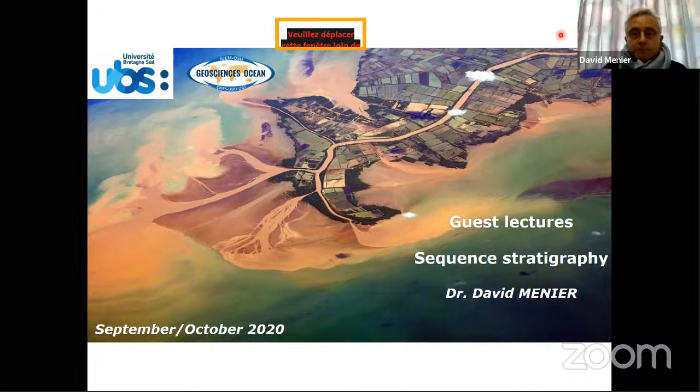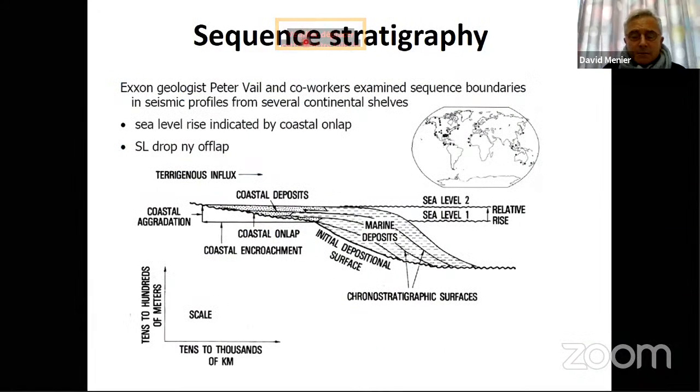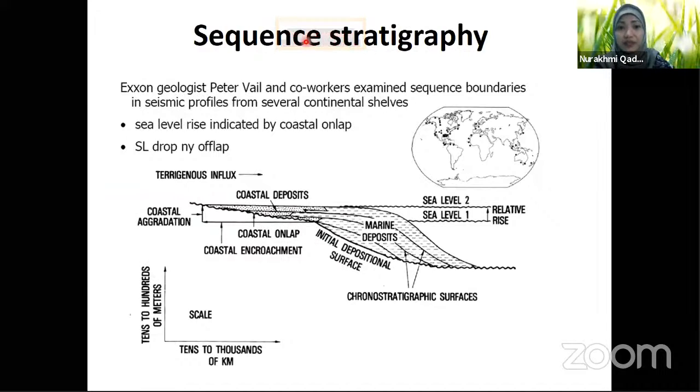Okay, I don't know how I can move this. Did you see the title? Yes, I can see the title, sequence stratigraphy. Okay, thank you.